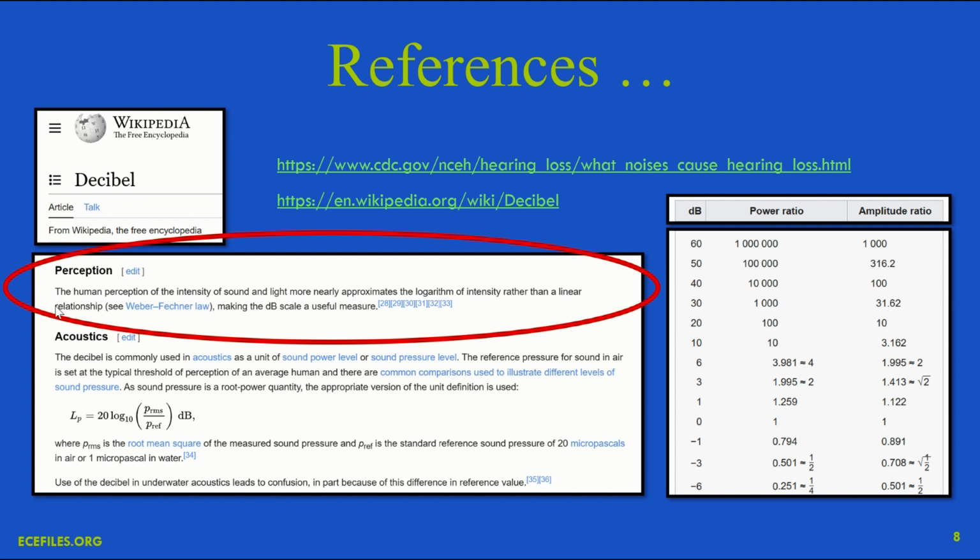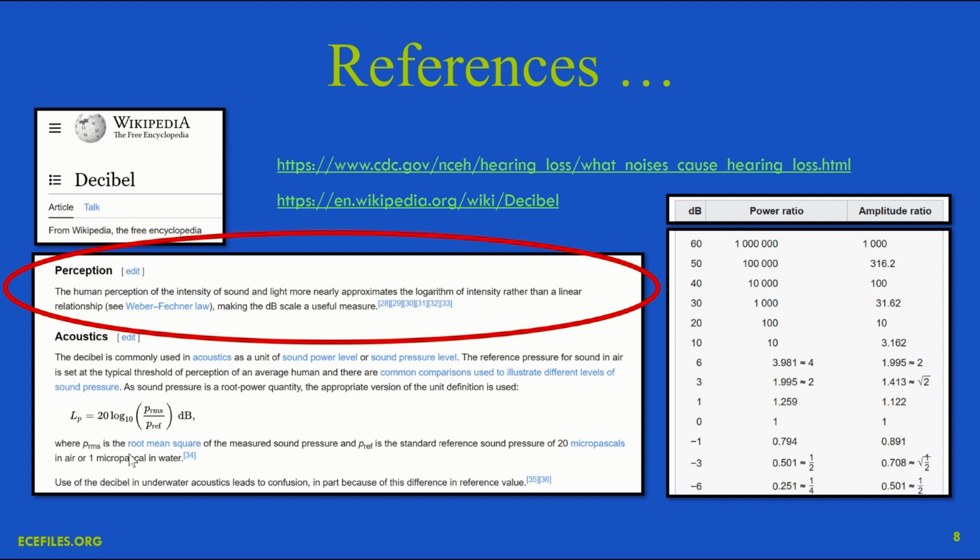And here's a statement on the Wikipedia page that's worth reading. The human perception of the intensity of sound and light, so this applies to the visual system as well, more nearly approximates the logarithm of intensity rather than a linear relationship, making the dB scale a useful measure. This Wikipedia page also goes into some information on acoustics. They have that formula that I just presented here.